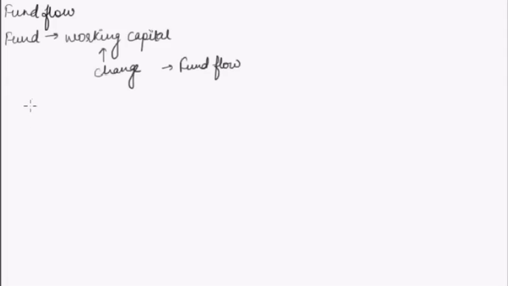So if I say like a machinery is purchased for cash, then we can understand that machine is a non-current asset and cash is a current asset. So there is a transaction between non-current asset and current asset. So there would be a flow of fund.